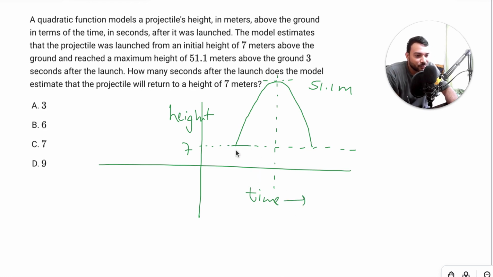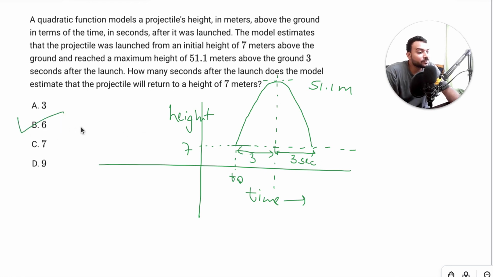So according to this, when it's launched at this point, let's say t is equal to t naught, it has reached the maximum height after 3 seconds. So if you look at this graph carefully, it's a symmetrical graph. 51.1 meters is the y coordinate of the vertex, and t naught plus 3 seconds is the x coordinate of the vertex. So the rest of the motion will again take 3 seconds due to symmetry, and after 3 seconds it will come down to 7 meters. So what's the total time from the launch? They're asking how many seconds after the launch the projectile will return to the height of 7 meters. So not 3 seconds, because that was after reaching the maximum point. It's from the launch. So it's 3 plus 3, 6 seconds.